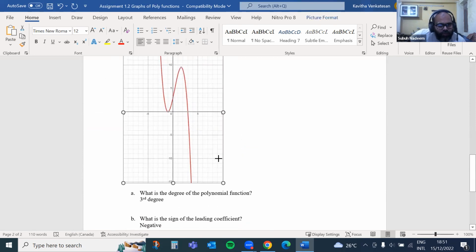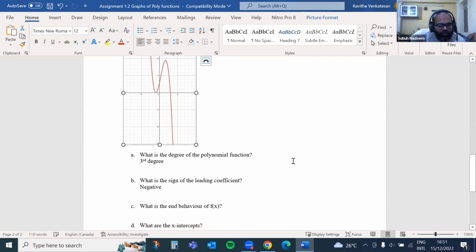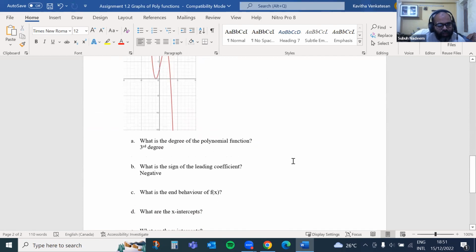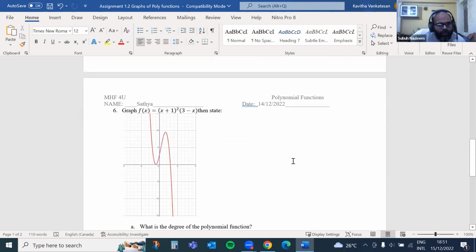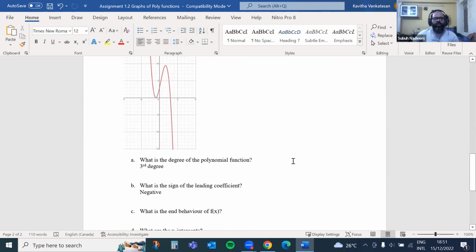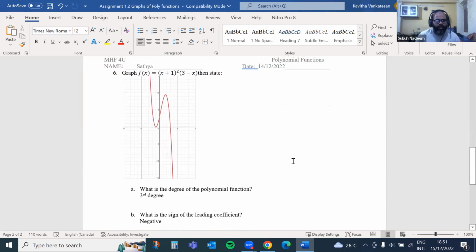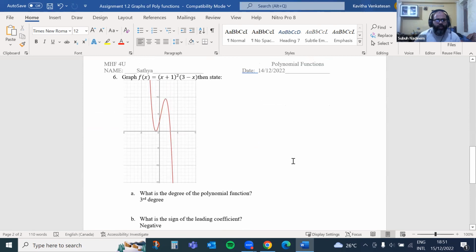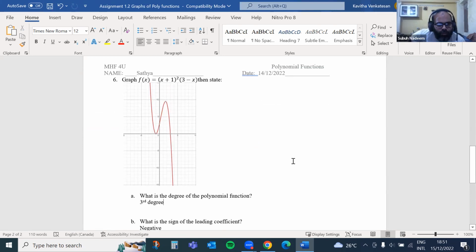Degree is 3, fine. What is the sign of the leading coefficient? So it is negative. Fine. It will be negative because 3 minus x will become x minus 3 and the minus will come outside. Yeah. So the final equation I got is negative x to the power 3 plus x to the power 2 plus 5x plus 3. Okay, that is fine. That is the calculation part.